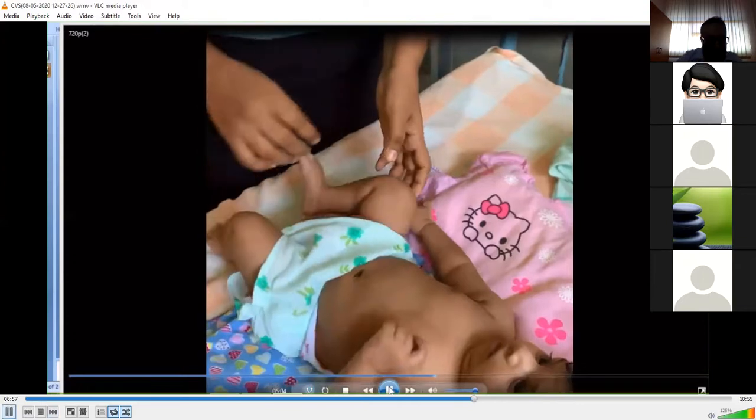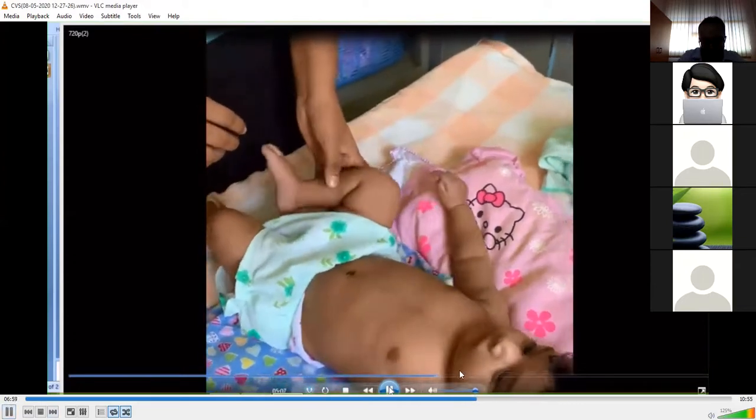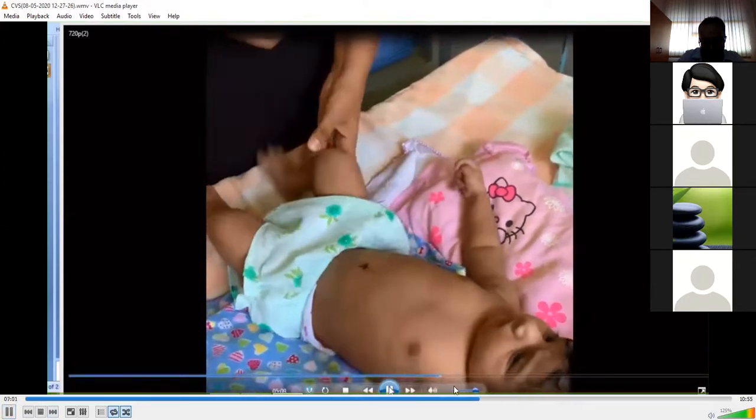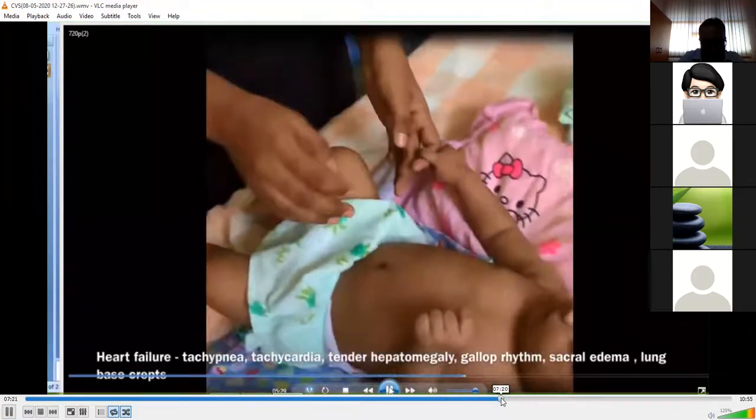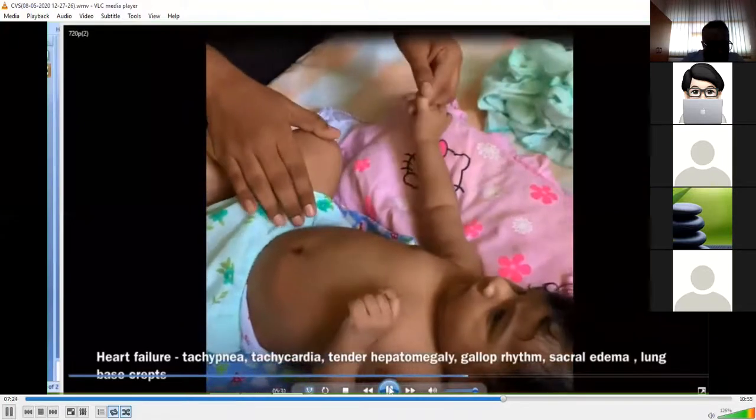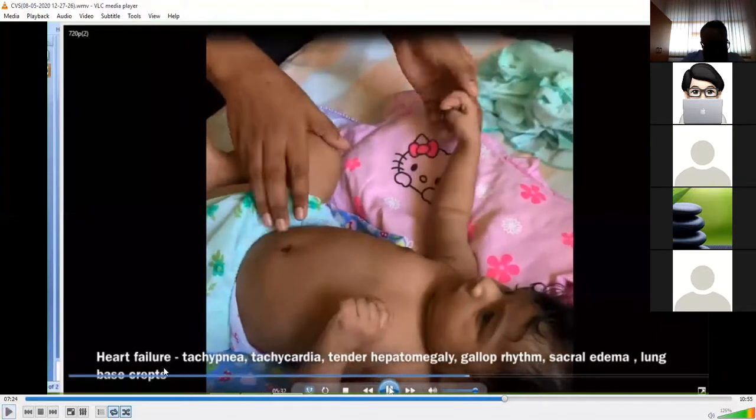Okay. So these are the features of heart failure: tachypnea, tachycardia, hepatomegaly, gallop rhythm, sacral edema, and lung base crepitations.